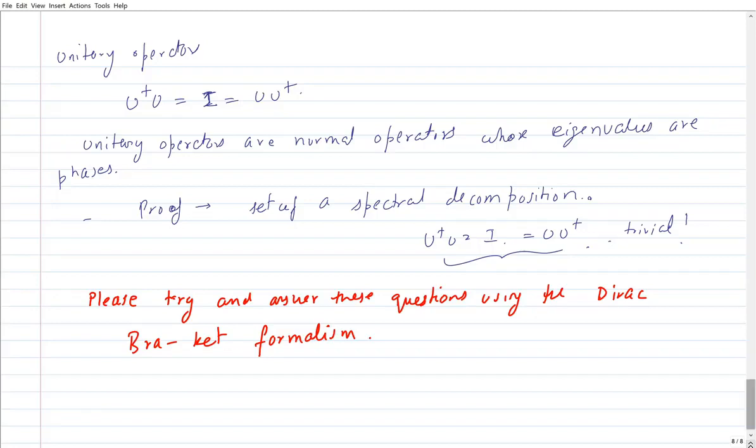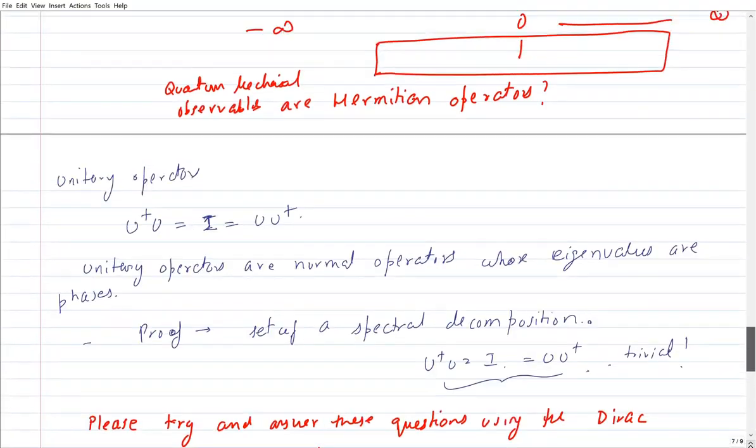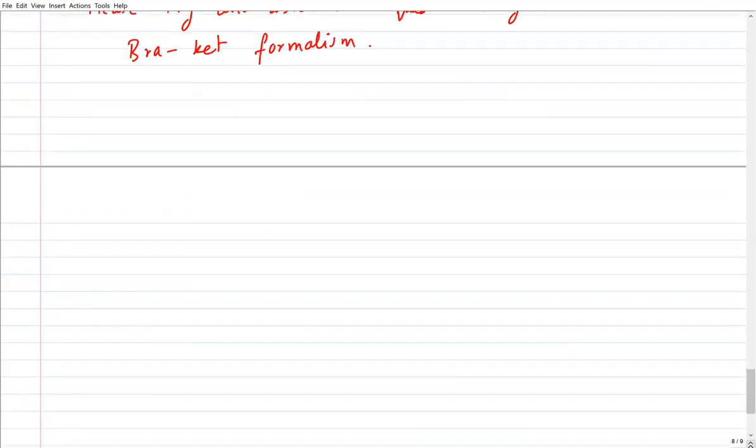Some essential nice properties of the unitary operator are, for example, so let me call this the first property: their eigenvalues are just phases. Then, U preserves the inner product.